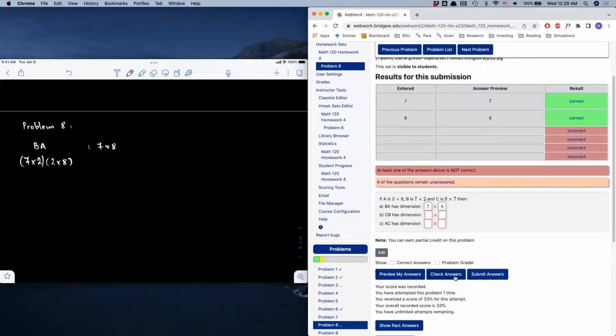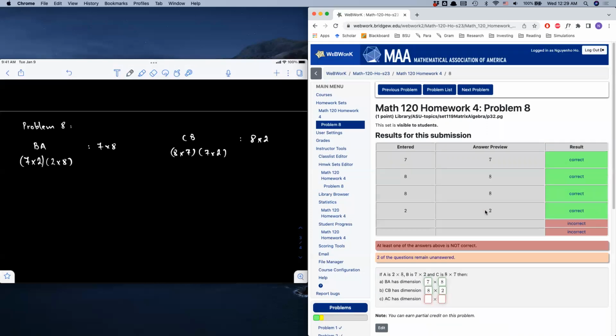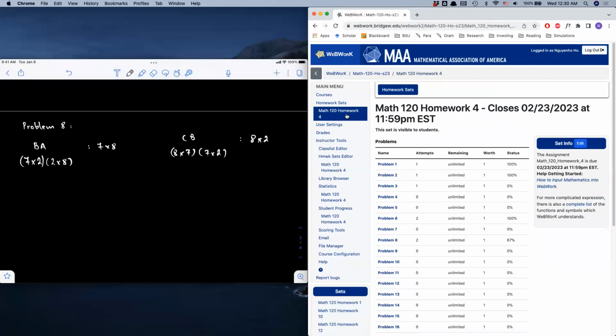Right, with the same analysis, let's do C times B, see what happens. So C is an 8 by 7 matrix, and B is a 7 by 2 matrix. Therefore, the resulting matrix should be 8 by 2. And I'm going to leave the last question for you to do as an exercise. So this is 8 by 2, and it should be correct. Okay, so that's problem 8.